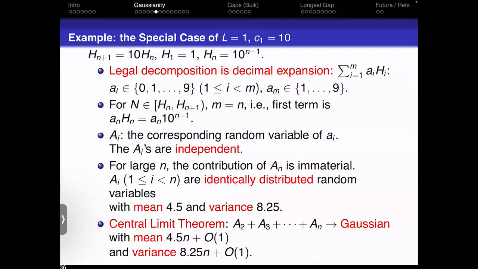So now I want to just count how many ways we have. Can somebody tell me how many ways, and you can be off by a factor of 10, we have of writing numbers between hn and hn plus 1? How many numbers do we have in that interval? Well, no, I'm looking from hn to hn plus 1. How many integers lie between, say, 10 to the 5th and 10 to the 6th?